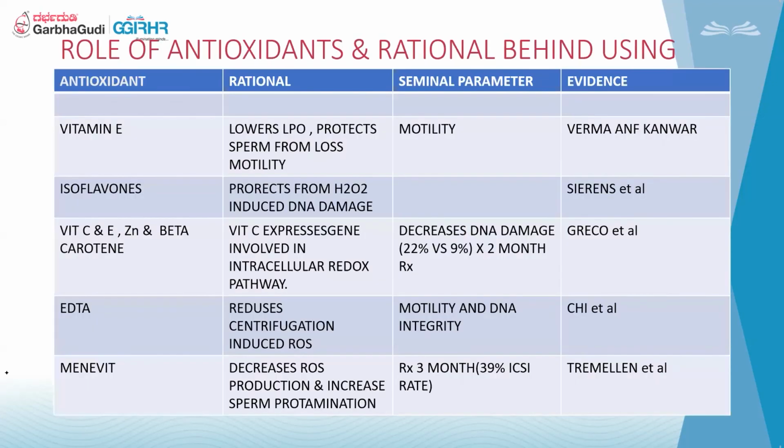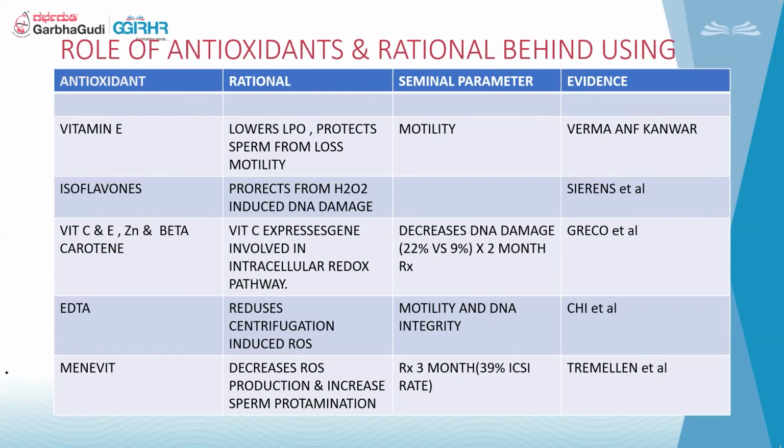So in the past few years, a lot of studies have been done on antioxidants to prevent these injuries. Some of them I will go through. Vitamin E lowers lipid peroxidation. It protects sperm from loss of motility, so the motility is improved. It was studied by Verma and Kanwar. Similarly, isoflavones protect from H2O2, hydrogen peroxide, induced DNA damage. Vitamin C, E, zinc, beta carotene.